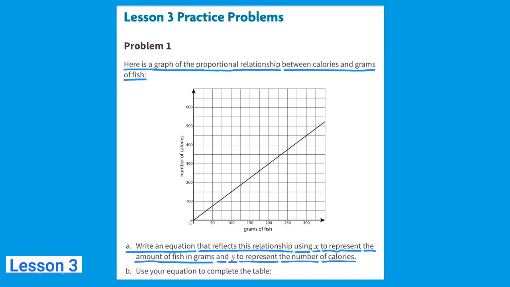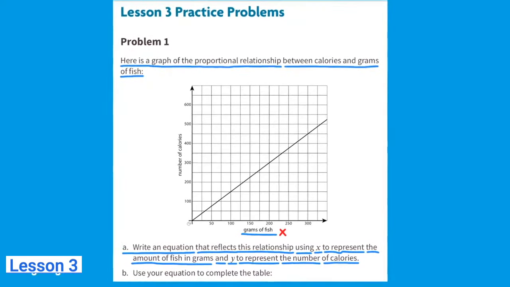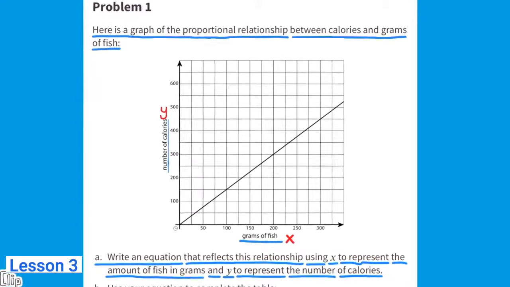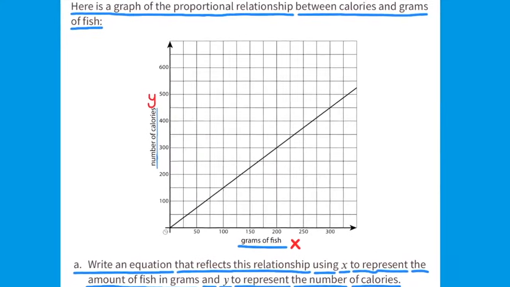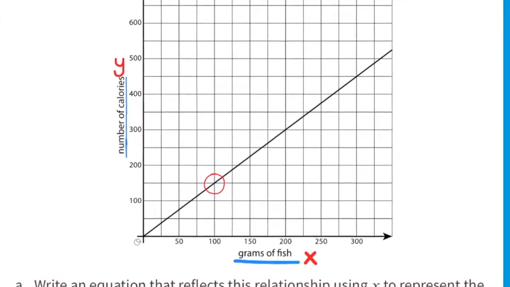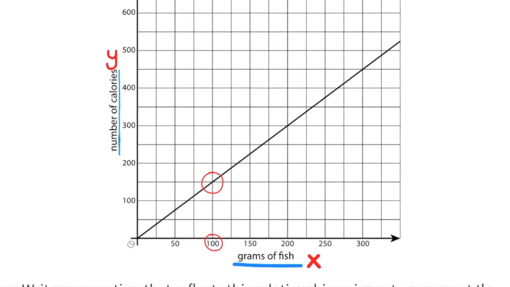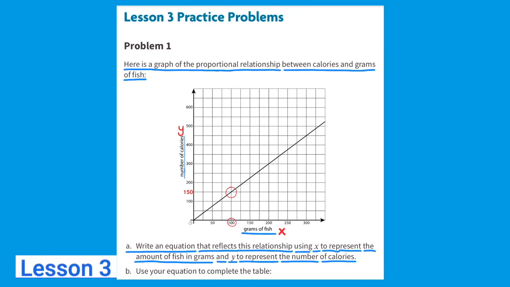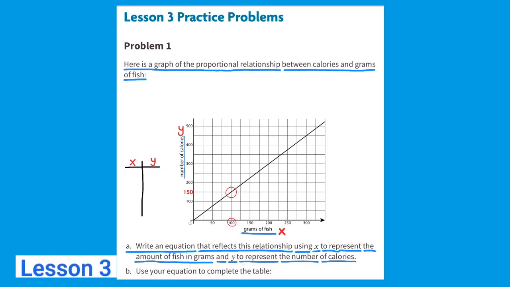Located at the bottom of the graph, along the horizontal axis or the x-axis, is grams of fish. Located along the vertical axis or the y-axis is the number of calories. Take a close look at the circled section along this line. The line goes right through the crosshairs with 100 along the x-axis and 150 along the y-axis. I'm going to use this to help me figure out more about this graph. I'll use these coordinates to get me started.